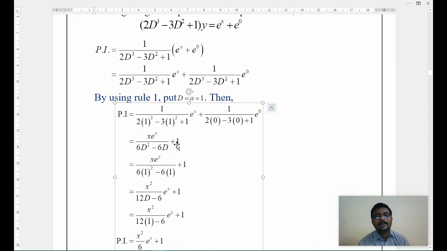So while putting D equal to 1, we are getting 0, we reattach x in the numerator, and the denominator is differentiated with respect to D. Again we get 0, so we take x^2 as numerator, and the denominator function is again differentiated with respect to D. Again putting D equal to 1, we get a non-zero number, so the procedure stops here. So x^2 by 6 into e^x plus 1 is the required particular integral.